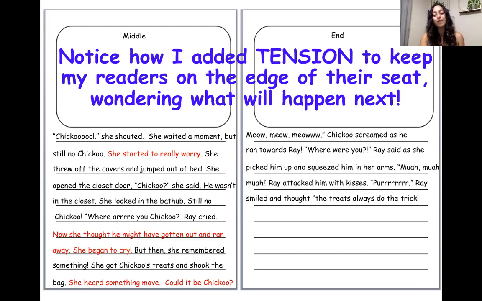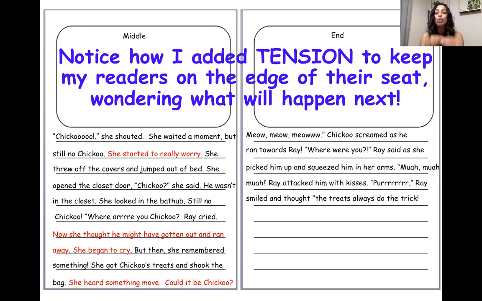So see, just by adding a few sentences about how Ray was feeling, she was feeling worried. She began to cry because she thought he ran away, right? That adds tension. Then even when she finally hears a noise, I don't tell you that it's Chiku right away. I say she heard something move. Could it be Chiku? I show you that she's wondering and she's still not sure if she's going to find Chiku. So she asks, could it be Chiku? And then Chiku comes out.